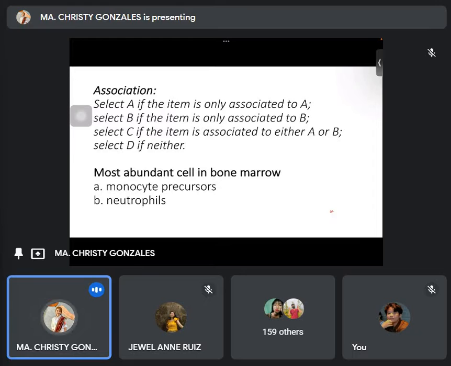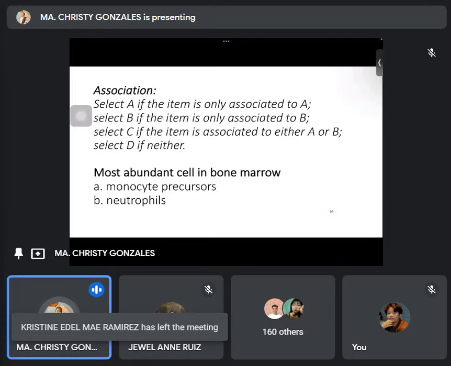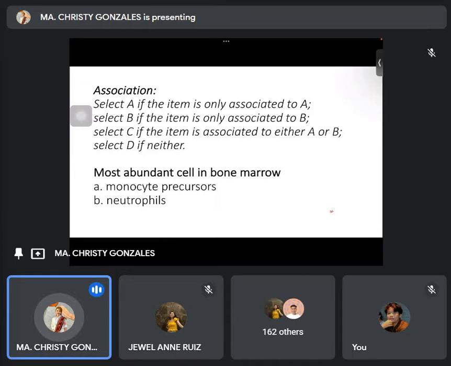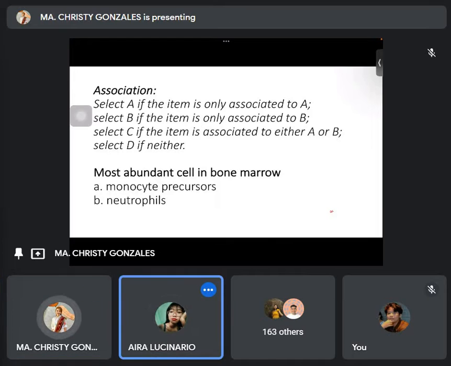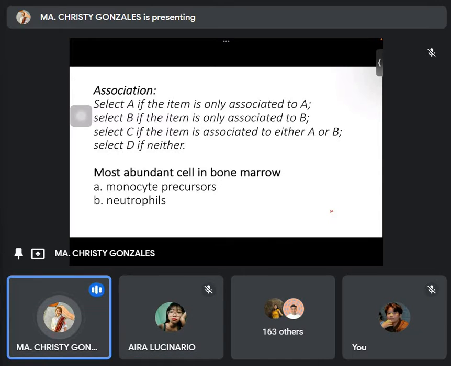Okay? Next, MCH, mean cell hemoglobin. So, what is MCH? Amount of central pallor or the mass of hemoglobin? Mass of hemoglobin. Okay, that's correct. That's the mass of hemoglobin. So letter B.